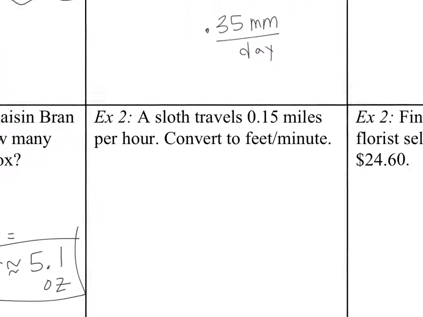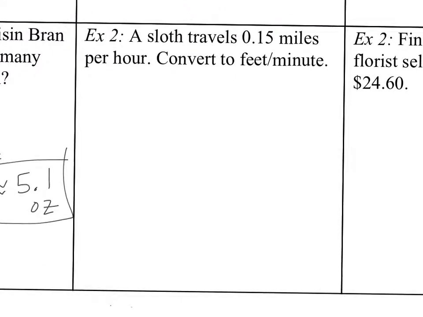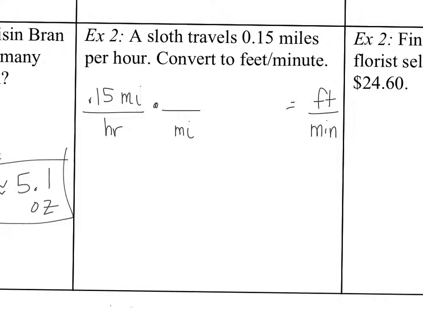Number 2, a sloth travels 0.15 miles per hour. So I'm going to write 0.15 miles per hour. Convert to feet per minute. So at the end, I want to have feet per minute. So this time I'm dropping off a miles and adding a feet. So I want to get rid of the miles. So I'm going to put miles in the denominator, and then I'm going to add the feet in the numerator.